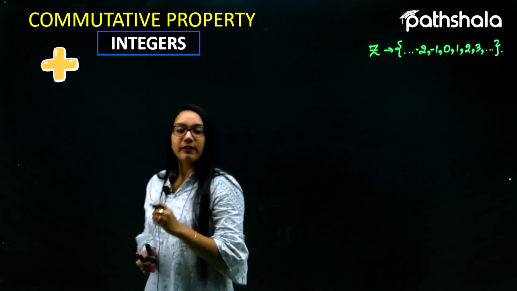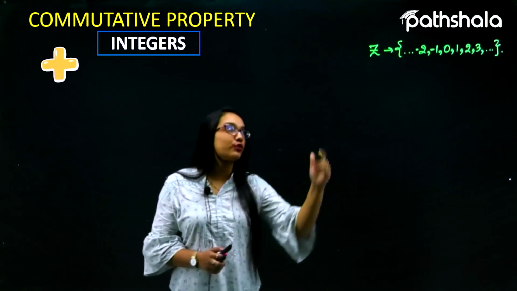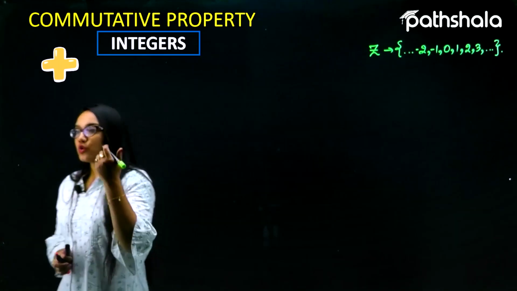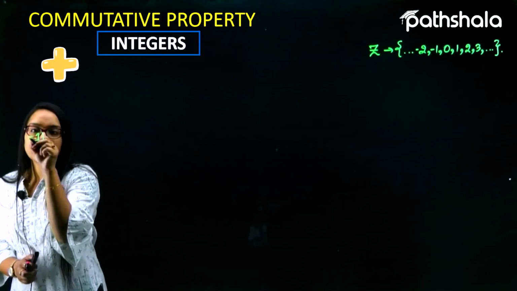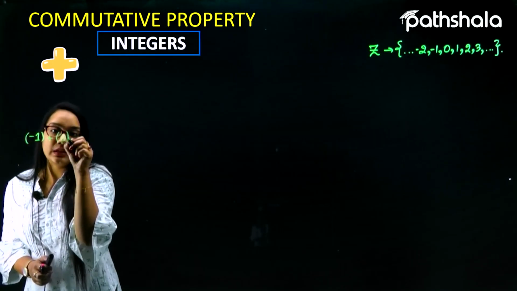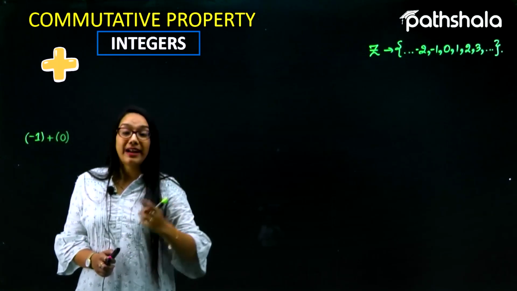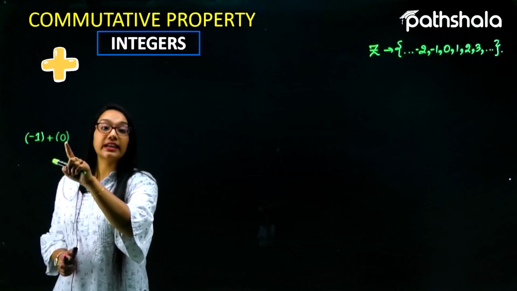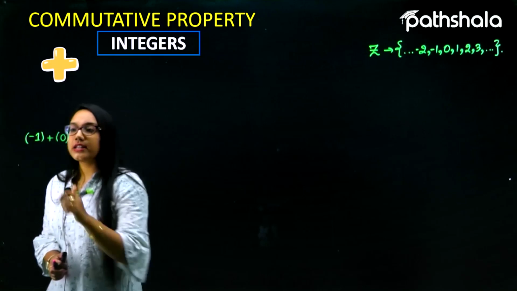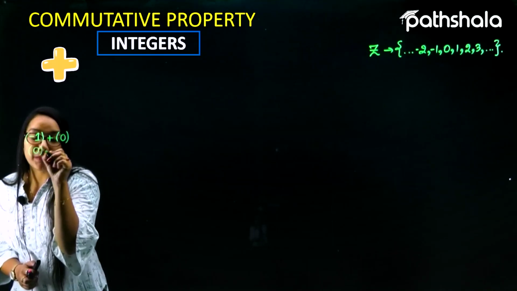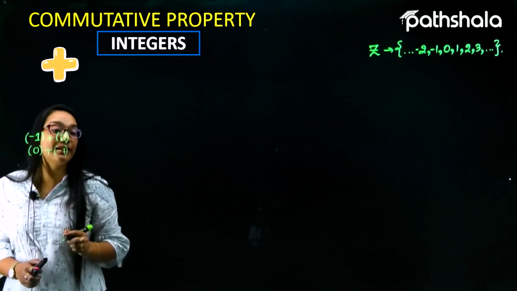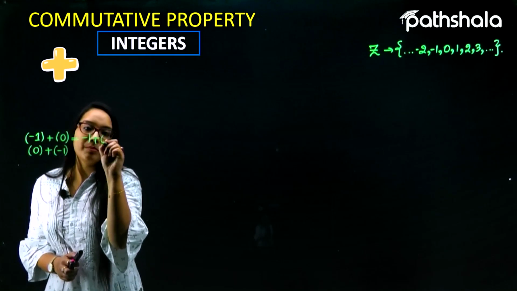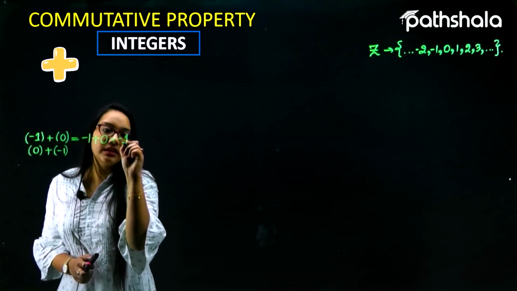Let us suppose I take any two particular integers from this collection, say -1 and 0. I'm adding -1 and 0 in different orders: first with -1 in the first position and 0 in the second, and then with 0 first and -1 in the second place. -1 plus 0 gives the result -1.